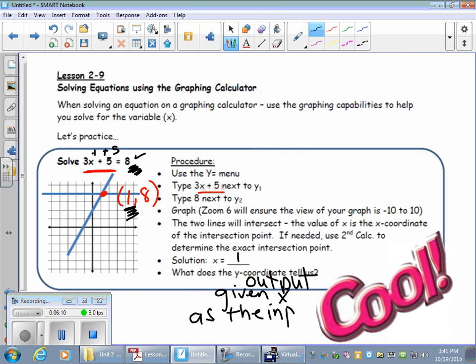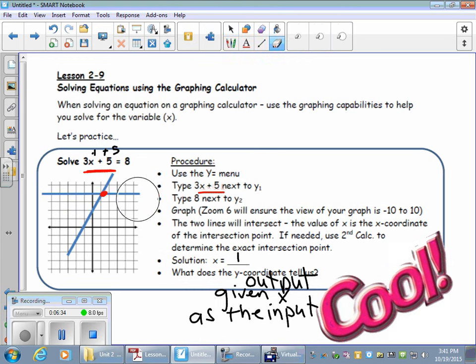And we're going to talk more about input, output, functions, and all that kind of stuff a little later, but just kind of using the right terms and vocabulary. You're looking for the X value, which is the input, and the Y value of the ordered pair, which is not your answer, but just so you know what it represents: the output, or what the equation would equal if you put that X value into the equation.